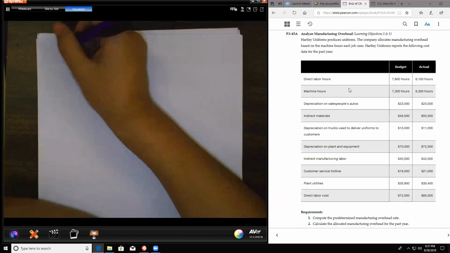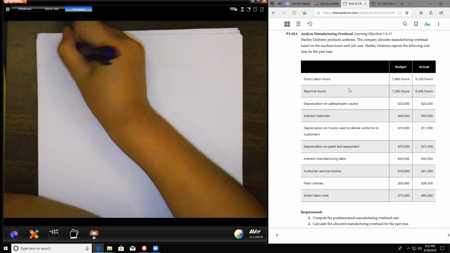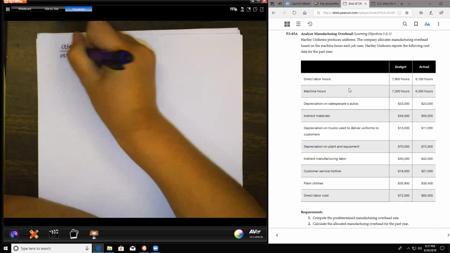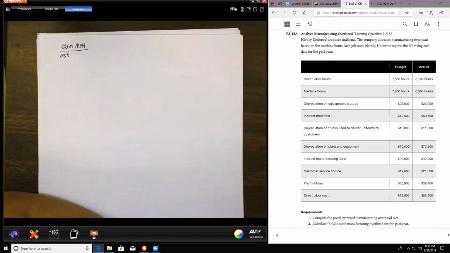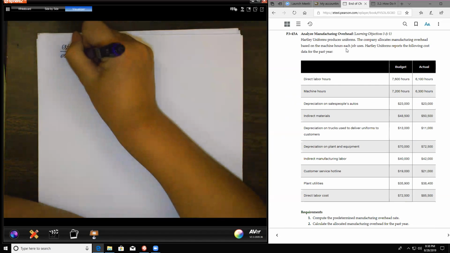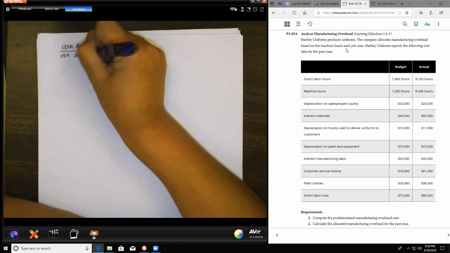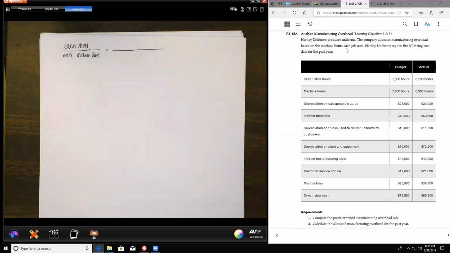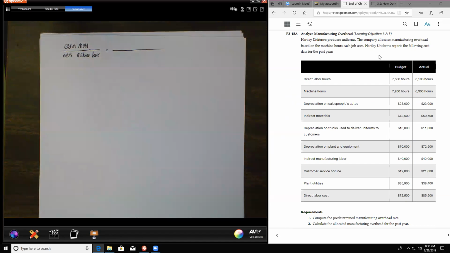Both are your estimated manufacturing overhead, and then we use estimated machine hours, right? Because the question said machine hours. So this is machine hours. Sorry, my handwriting is not that good. We only look at this budget because that's the estimated. We need to find what belongs to the manufacturing overhead.